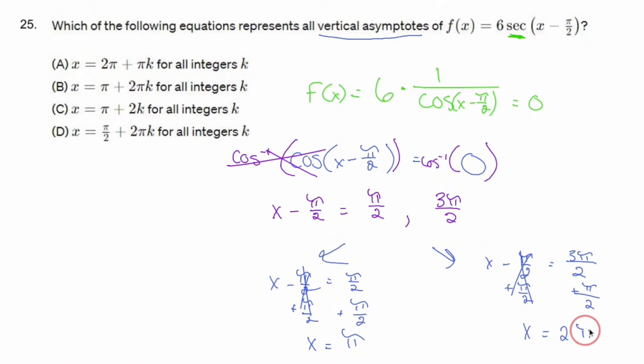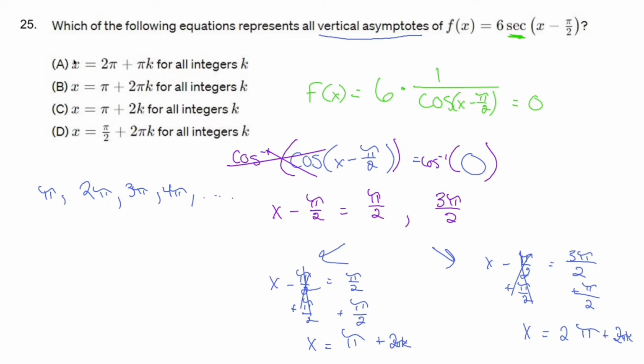Now, it's asking me to find all of them. So technically I have π plus 2πk, where k is any integer, and 2π plus 2πk, where k is any integer, because you always add 2πk to it. Now, what that means is I have options like π, 2π, 3π, 4π, and so on.